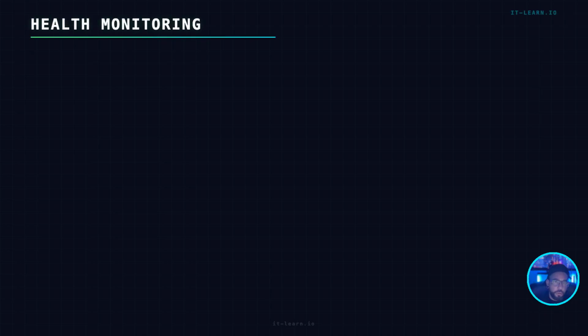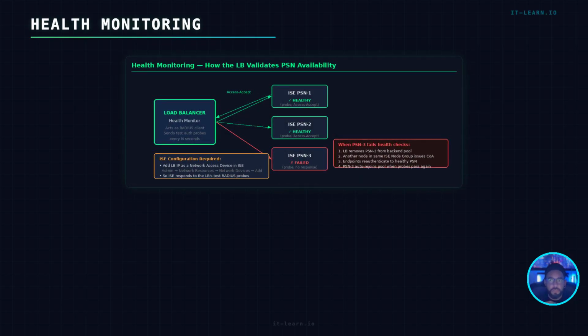In this case, your load balancer needs to know which PSNs are actually healthy before forwarding traffic to them. Just pinging a port or just checking an open UDP socket won't tell us if RADIUS is actually responding. You want the load balancer to send real RADIUS test authentication requests to each PSN periodically. F5 BIG-IP LTM has a built-in RADIUS health monitor that does exactly this. It acts as a simulated RADIUS client, sends an authentication request with a test username and password, and then checks for a response.